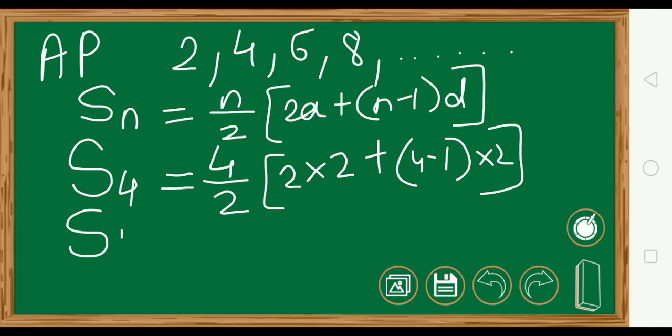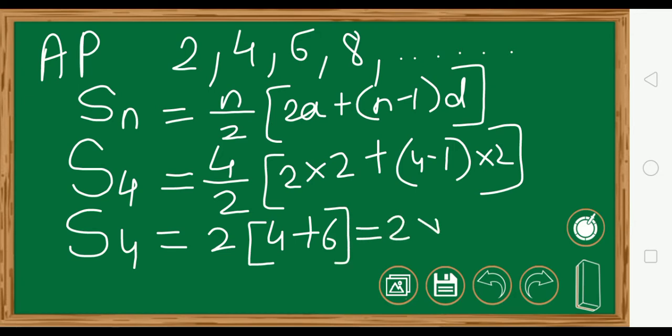So I get S4 is equal to, now 4 divided by 2 is 2, into bracket, 2 twos are 4, 4 minus 1 is 3, 3 into 2 is 6, 4 plus 6. That is equal to 2 into 10 and that is equal to 20. So here also, 2 plus 4 is 6, 6 plus 6 is 12, 12 plus 8 is 20. Okay. So this verifies the formula. So this formula is useful.